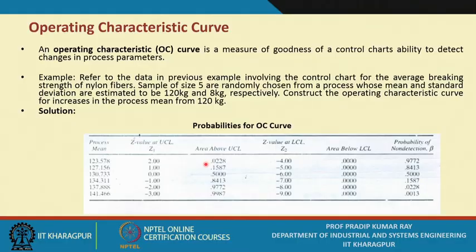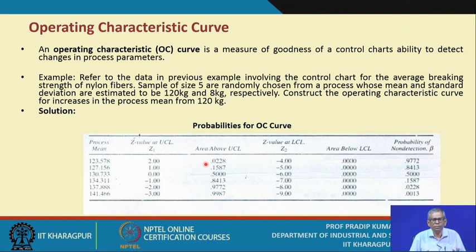What is then an operating characteristic curve? It is a measure of goodness of a control chart's ability to detect changes in the process parameters. So essentially it is a plot of beta versus the process parameter values. Okay, and that parameter depends on which kind of control chart you use. Okay, so if you use a P control chart, later on we'll come to know there are different types of control charts you use under different situations, so the different conditions we'll explain in detail.